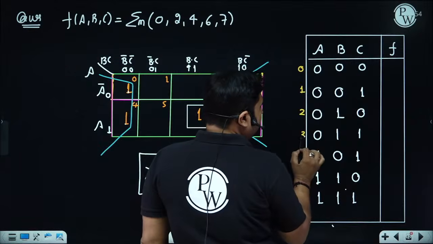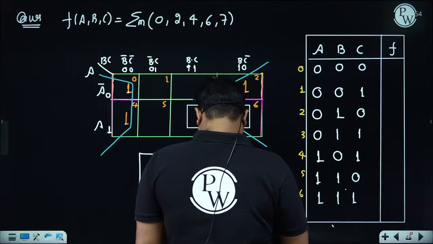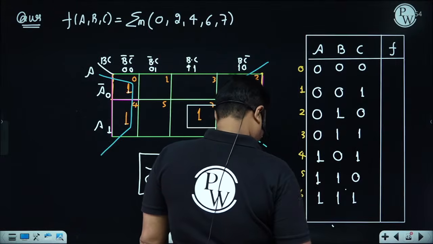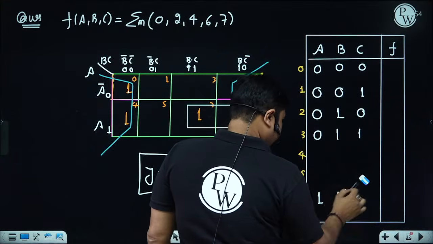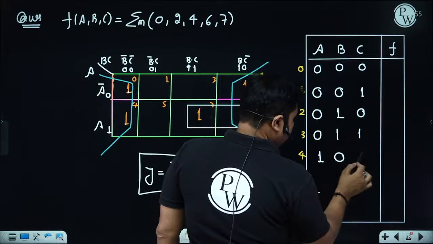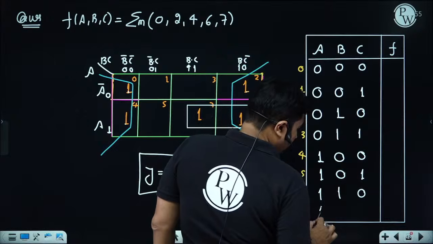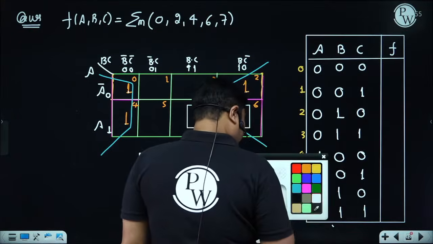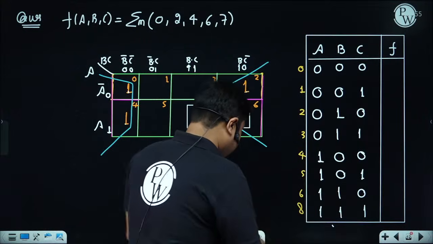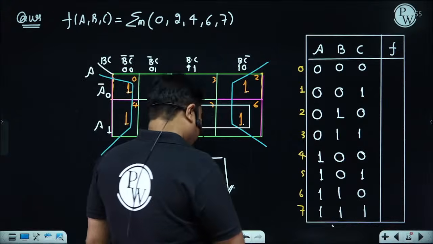So there are a total of 8 possibilities, indicated in terms of binary of 0, 1, 2, 3, 4, 5, 6. I have missed 4, no issue. 1, 0, 0, 1, 0, 1 and 1, 1, 0 and 1, 1, 1. So in total 8 possibilities: binary of 0, 1, 2, 3, 4, 5, 6, 7. So we have 0 to 7, a total of 8 possibilities. Is it okay? Yes, sir.